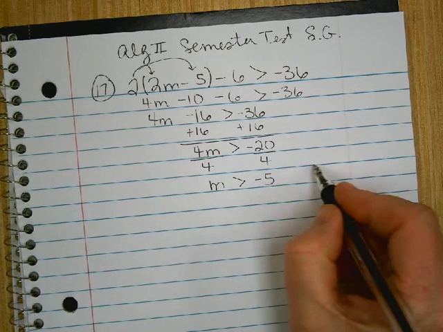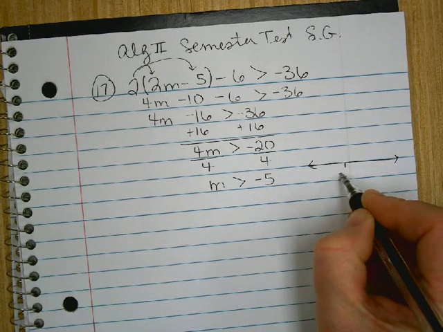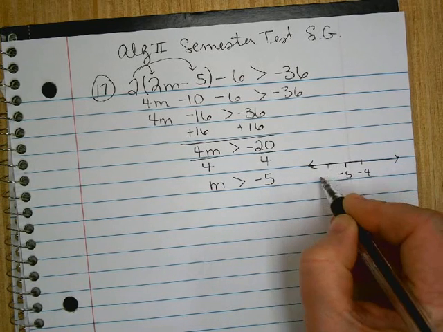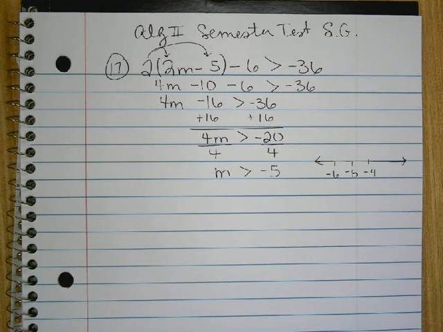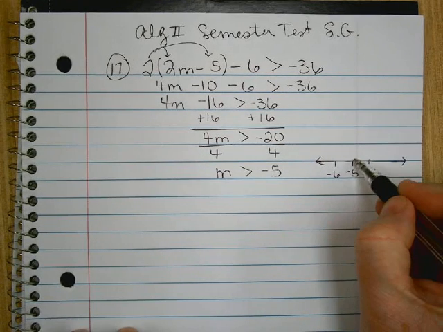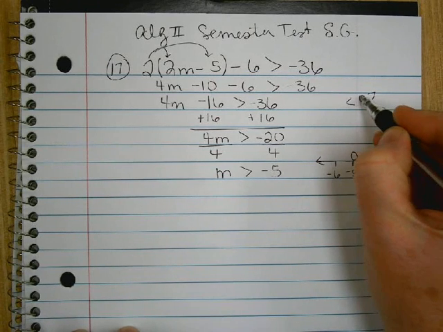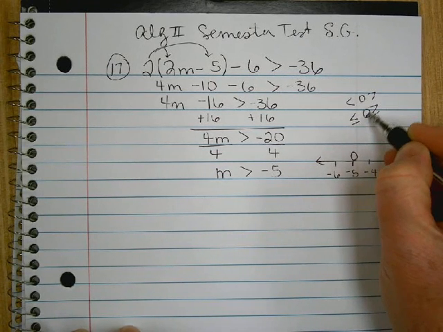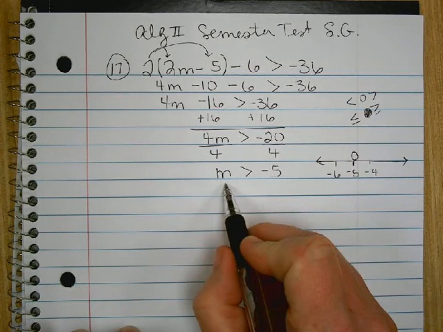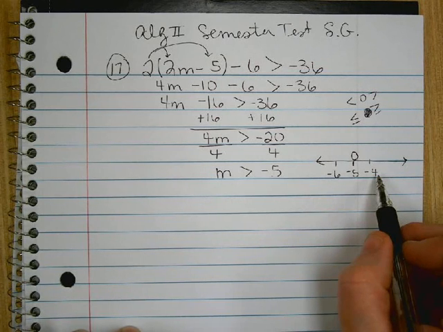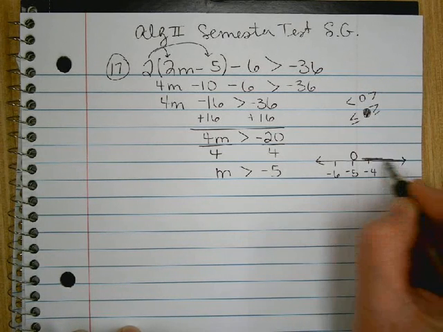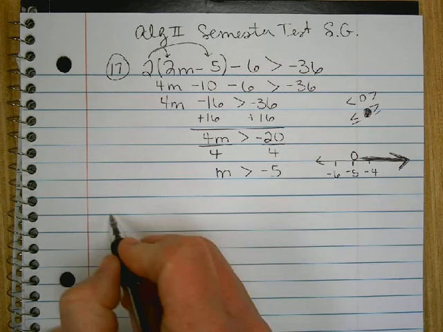They also want you to graph the solution. So we have negative 5, negative 4, and negative 6. What kind of circle do you need on negative 5? Open or closed? Open circle. If we have these symbols, it's open. If we have these symbols, it's closed. I want m to be greater than negative 5, so do I need to shade where negative 6 is or where negative 4 is? Negative 4. Okay.